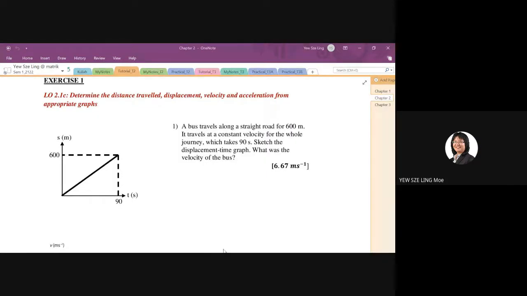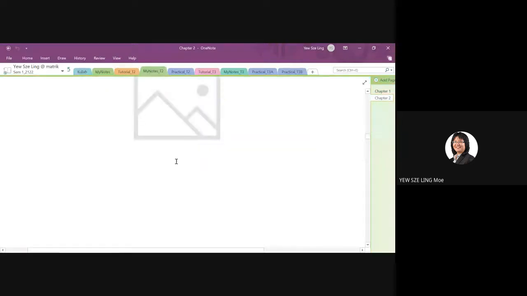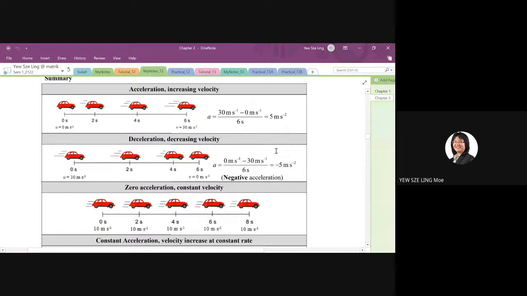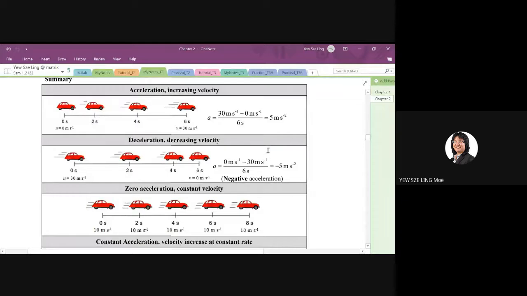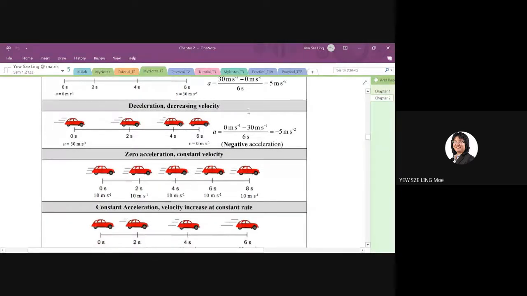All right, so yesterday we have seen how to use graph to interpret the motions of something and also how to sketch graph based on the motions of an object. All right, so just as a quick recap, we're going to see what it means by increasing velocity, decreasing velocity, and then constant velocity, and also the velocity at the increased rate.